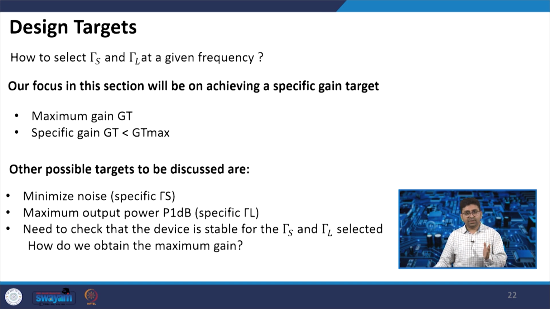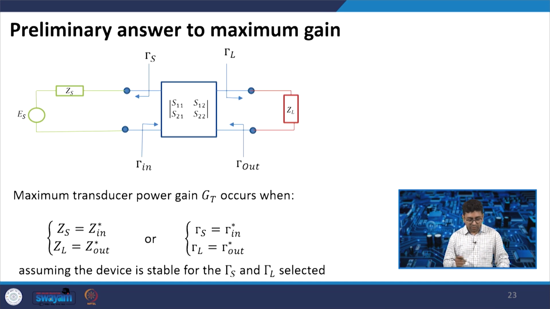So, when we try to design, as discussed in the last class, our design target is to find gamma S and gamma L at the given frequency, if we want to maximize the gain GT, or if we want to go with a specific gain GT which is less than GT max. And while designing we also need to discuss how to go for minimum noise or maximum output power, and how we can obtain the maximum gain. So, what is the preliminary answer to the maximum gain?